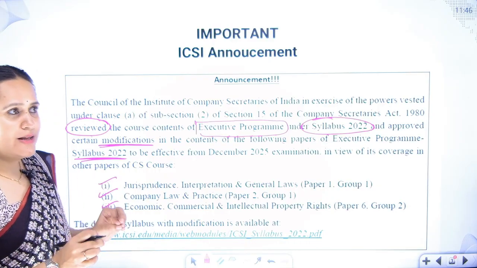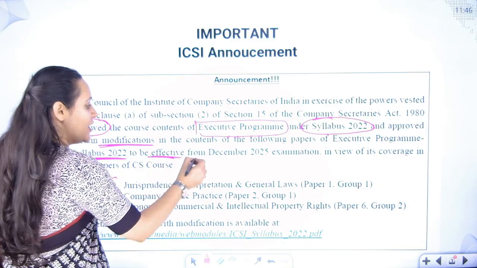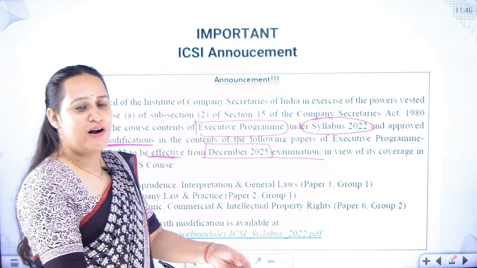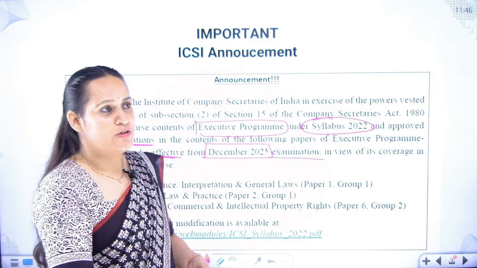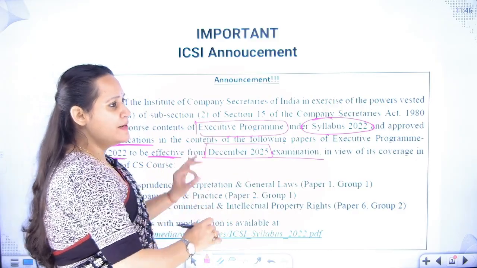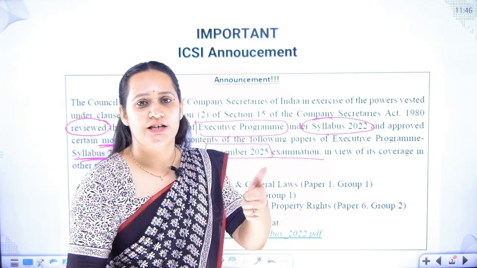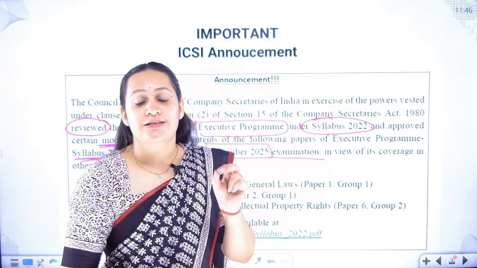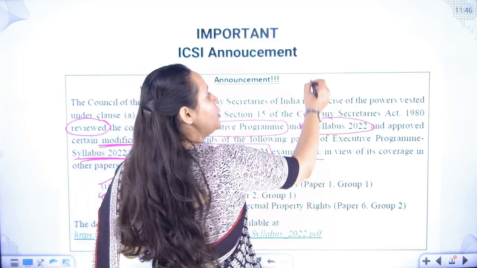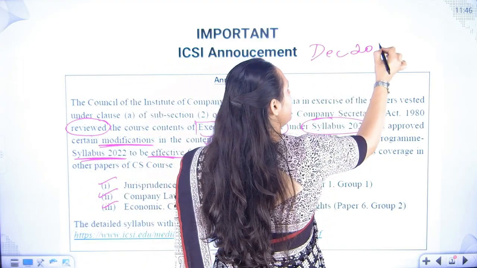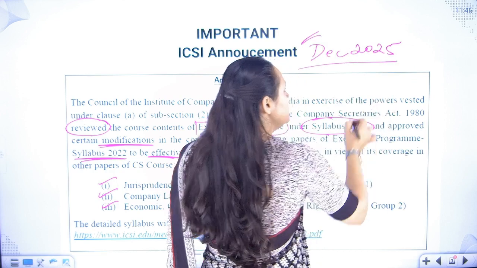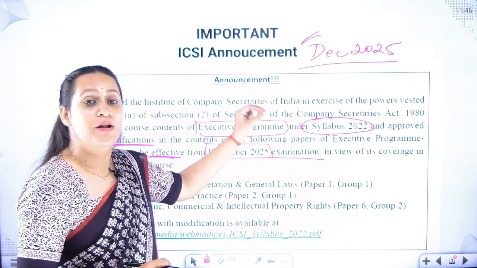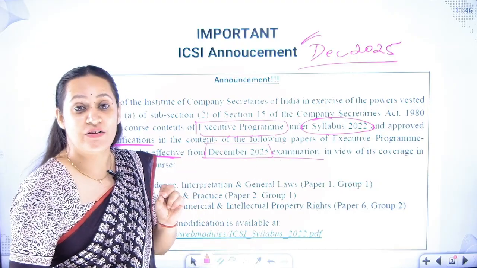And the most important thing here is it is effective right from the December 2025 examination, which is yet to come in 3 months. So validity, you've got to know that this announcement and whatever changes that they've made in JIGL, Company Law and ECIPL, this modification, this change is applicable for your December 2025 exam itself. So whatever changes we are going to see, all those are applied right from now for your December 2025 exam.